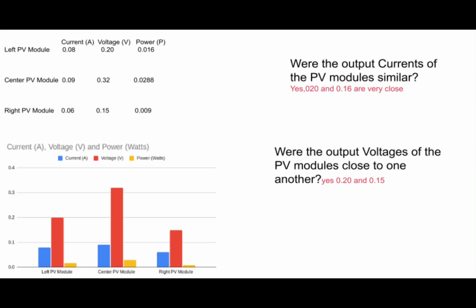Okay, so this is lab 1. Were the output currents of the PV module similar? Yes. 0.20 and 0.16 are very close. Were the output voltages of the PV modules close to one another? Yes, 0.2 and 0.15 are close to one another.